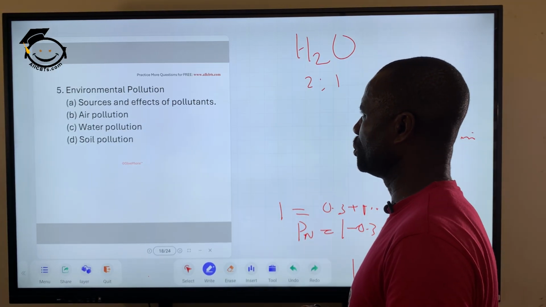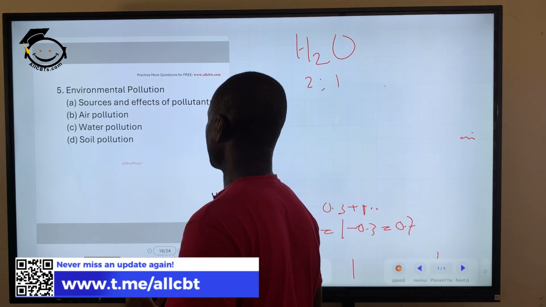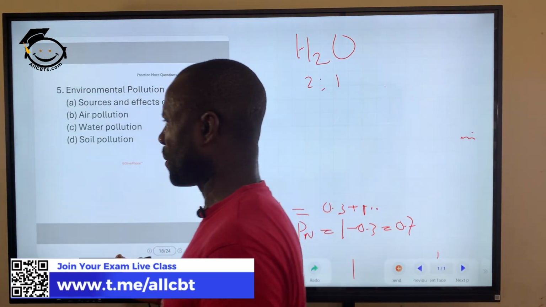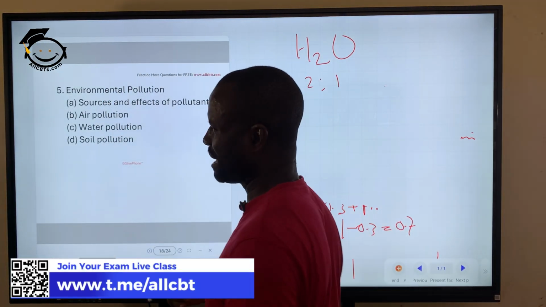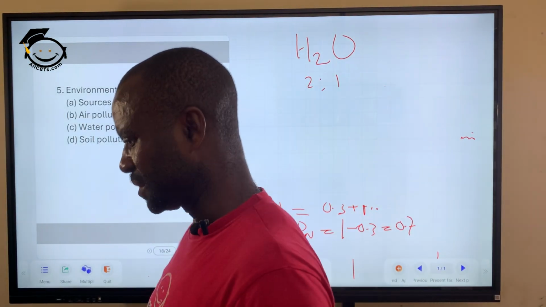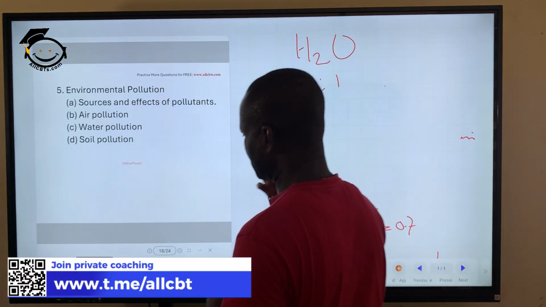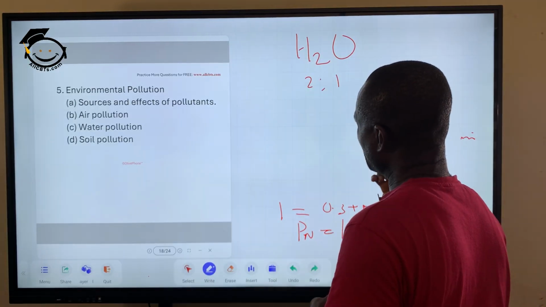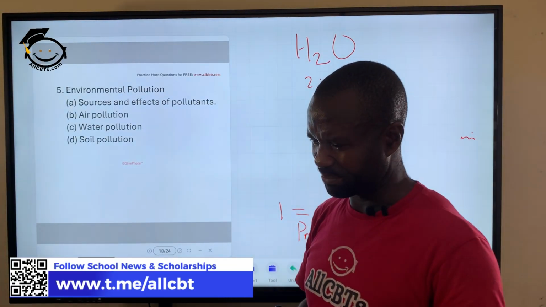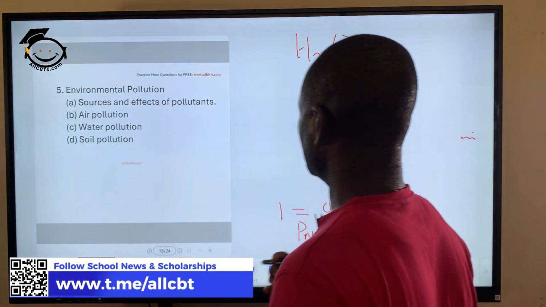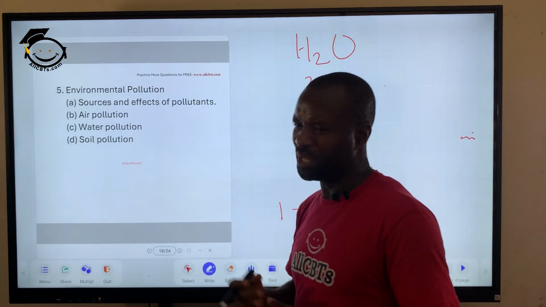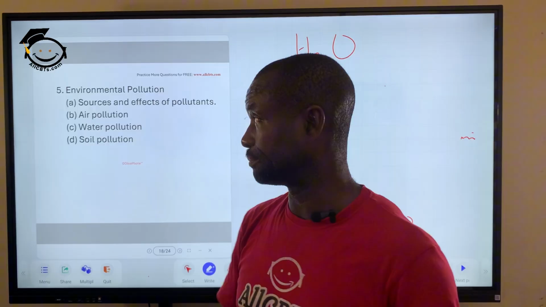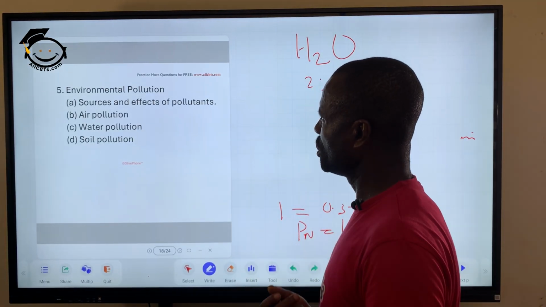The next subject is environmental pollution, sources and effects of pollutants. Pollution is anything or any substance introduced in the environment that makes life difficult for living organisms to thrive. Let's take that again: any material or substance that makes life difficult for living organisms to thrive, meaning any substance that is harmful to the existence of living things in the environment, constitutes what we call pollution.